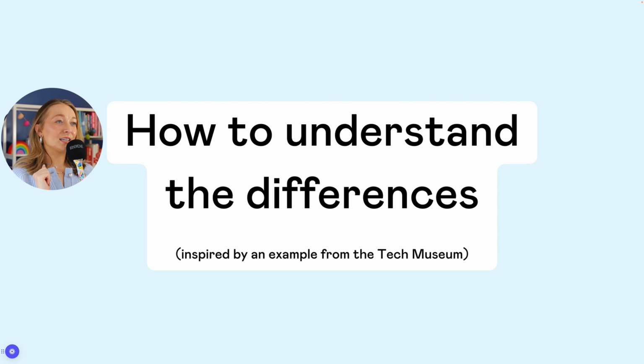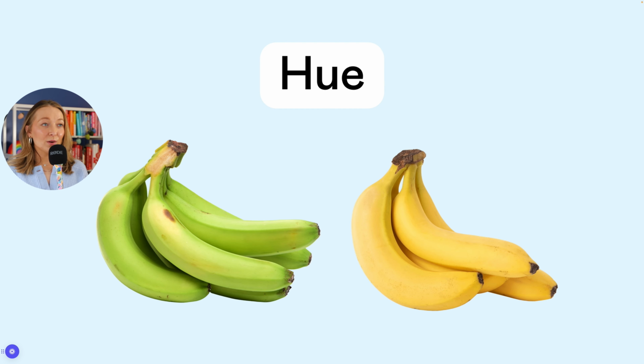Now here's how to understand the differences between hue, saturation, and luminosity. Hue is how you would tell the difference between an unripe banana and a ripe banana. So an unripe banana is probably going to look a lot more green, and a ripe banana is going to look more yellow. There's really no differences in the saturation levels or the luminosity. It's really just they're different hues.